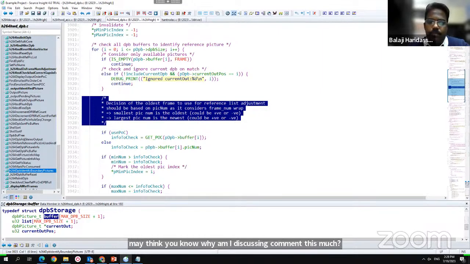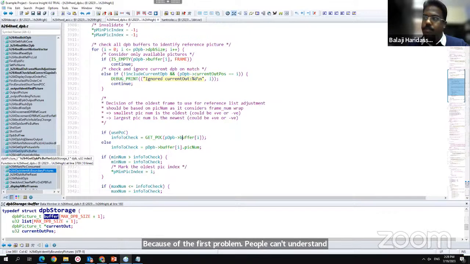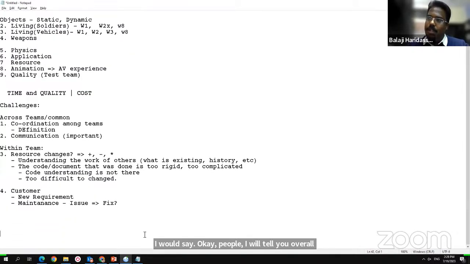You may think, why am I discussing comments this much? Because of that first problem. People can't understand others' code. And that is the reason for all the frustration, I would say. Okay, people, I will tell you the overall impact of that.